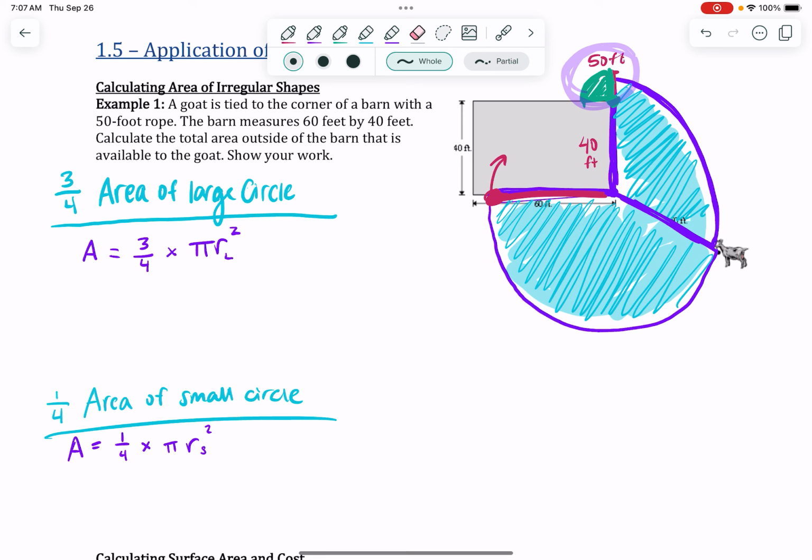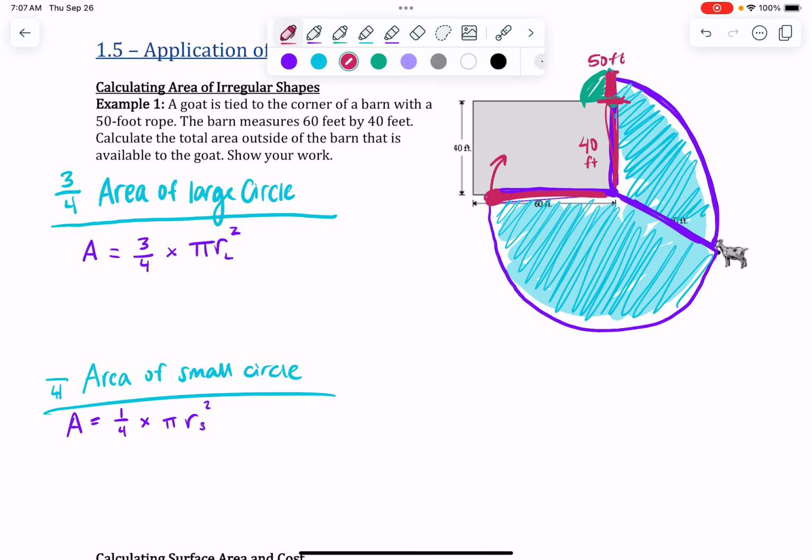When I take a look at that quarter circle near the top, well, I know 40 is this long from here to here. So that remaining 10 is going to be my radius of that small circle. Once I get those two values, I'm simply going to add them together. All right, let's plug in and get those numbers.